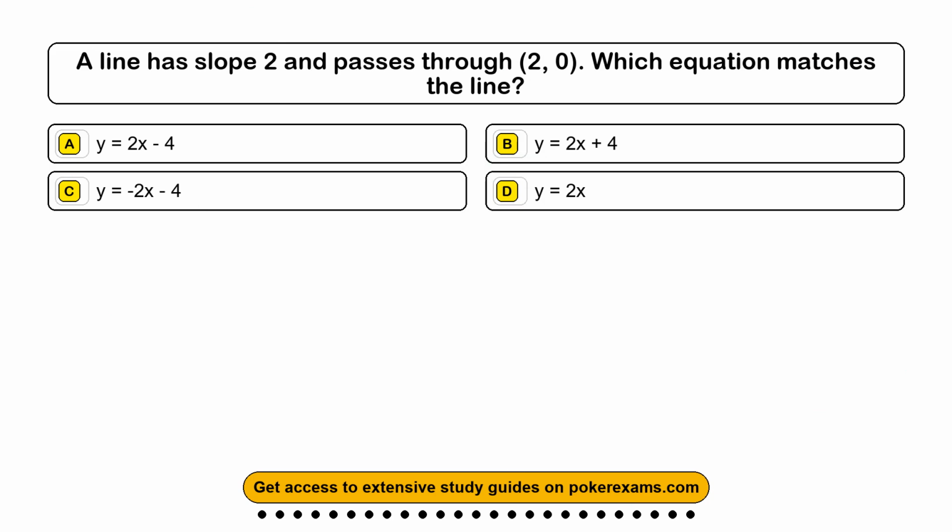Question 14. A line has slope 2 and passes through 2, 0. Which equation matches the line? Option A, y equals 2x minus 4. Option B, y equals 2x plus 4. Option C, y equals minus 2x minus 4. Option D, y equals 2x.